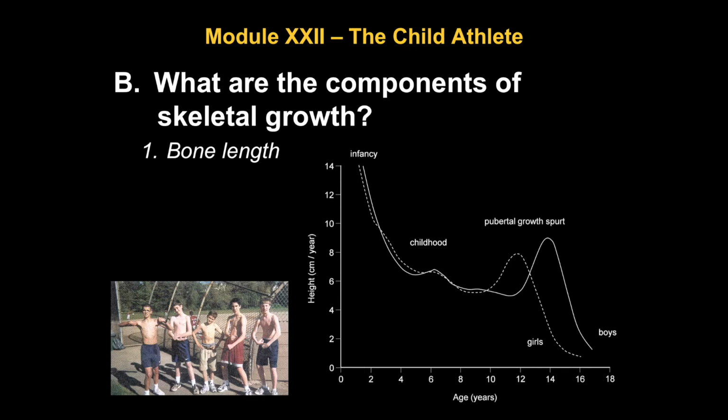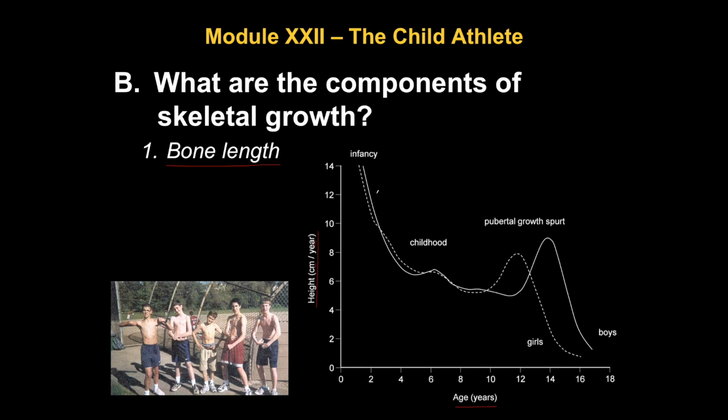What are some important components of skeletal growth that we should be familiar with? Well, the first of which is bone length. And bone length really implies that the person is going to achieve a certain height. So that's related to the height. And here on the y-axis in this graph, we see that height is expressed in centimeters per year. And on the x-axis, we have age in years.